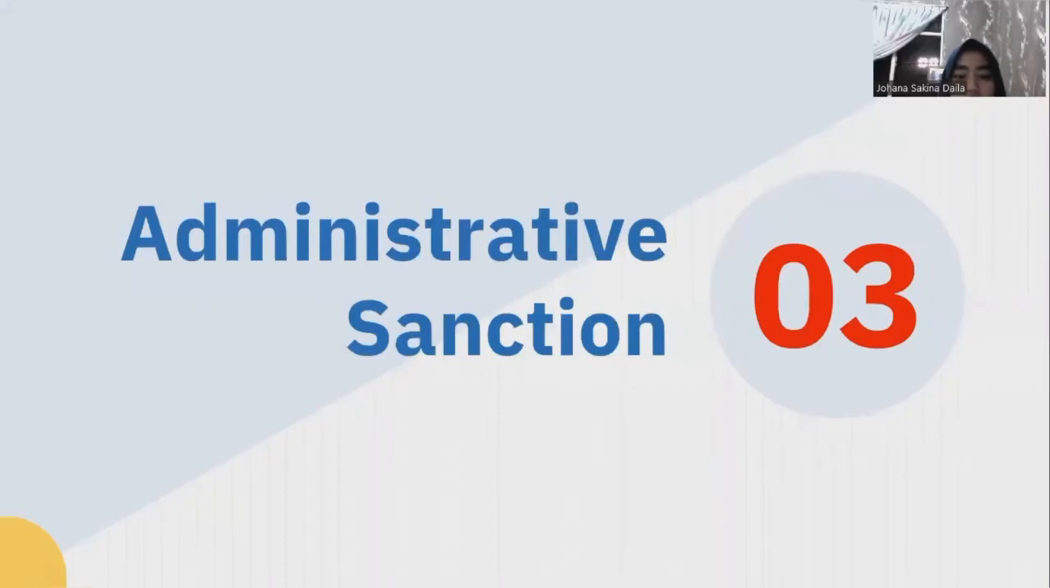The next matter is the type of tax sanction. In general, there are two types of tax sanction, namely administrative sanction and criminal sanction. The administrative sanction will be explained by me, and the criminal sanction will be explained by my friend Nisa.